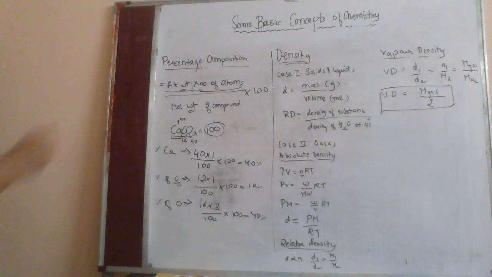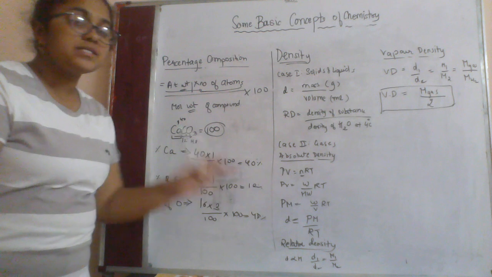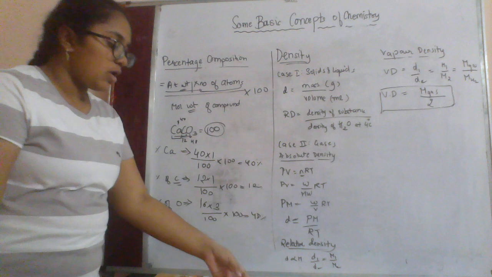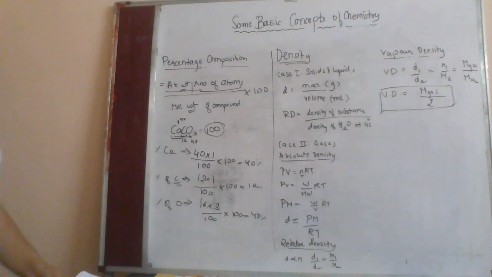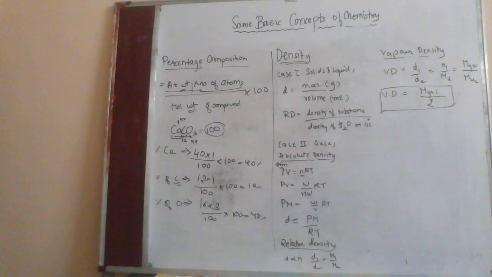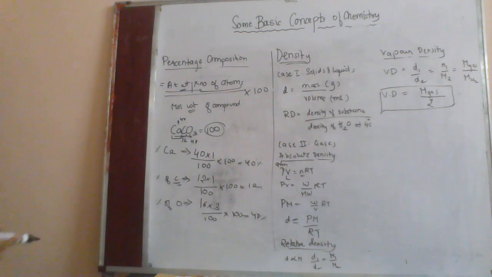Now coming to second, that is gases. Case 2, for gases, absolute density, we will find in the following steps. PV is equal to nRT. This is called the ideal gas equation, where P is pressure, V is volume, n is the number of moles, R is the universal gas constant, and T is the temperature. You also need to remember the units for the same. P, that is pressure, is in atm, volume is in liter, and number of moles is in numbers only, it's a unitless quantity.